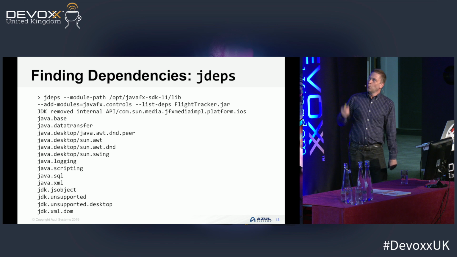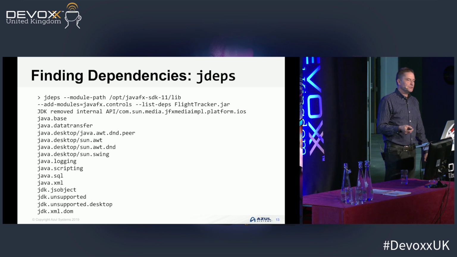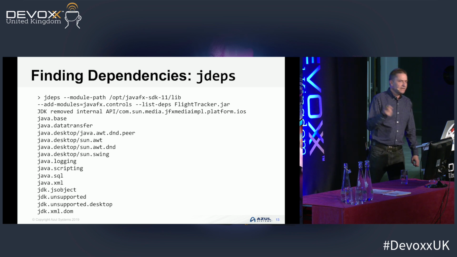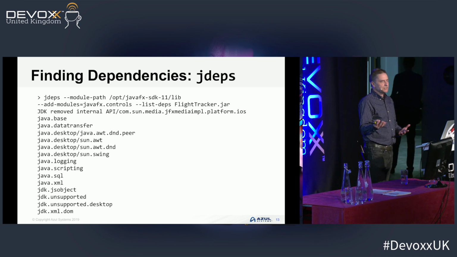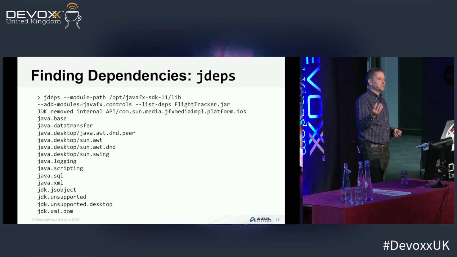So there are some warning messages there about something that's been removed in terms of JavaFX. And then we've got a list of the modules that I'm using, java.base, java.datatransfer. Interestingly, it sort of breaks up desktop into multiple things. And I don't quite understand why that is, but it does. And then you've got java.logging, java.scripting, java.sql, java.xml, and so on, plus other things as well. So it gives you a whole list of all the things that you're dependent on, so you can think to yourself, OK, what do I need to do? Do I need to change anything in terms of my application?